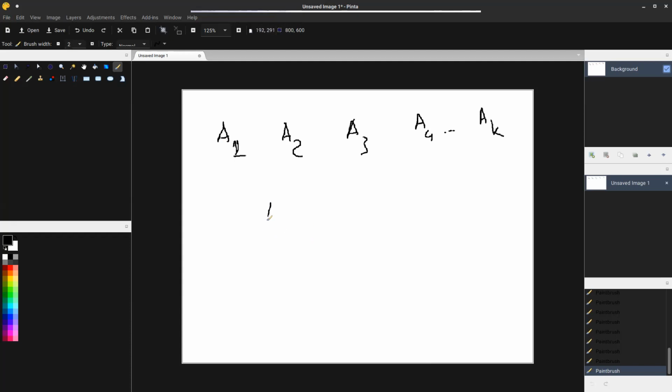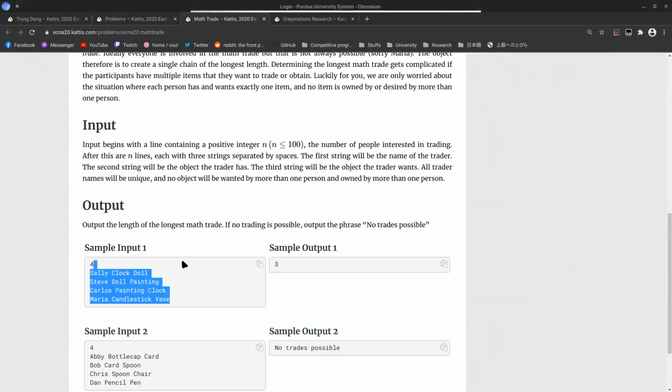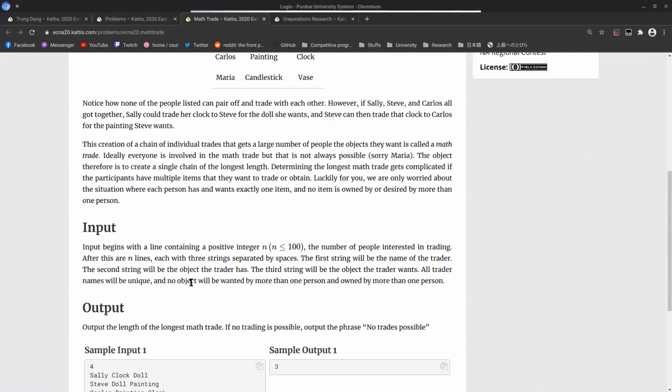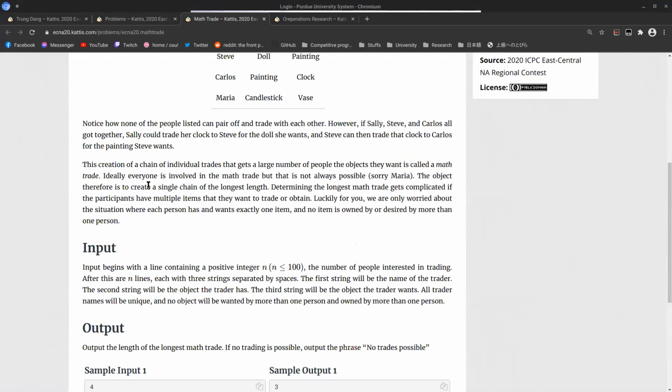So if you build the relationship graph, it's kind of like this. A1 has the item that A2 wants, who has the item that A3 wants, and so on up to AK, and AK has the item that A1 wants. So it forms a cycle. This is called a trading line, and you want to find the longest trading line in this trading community, not in this graph. But we'll soon need to convert this into a graph. So the hard part of this problem is to read the condition.